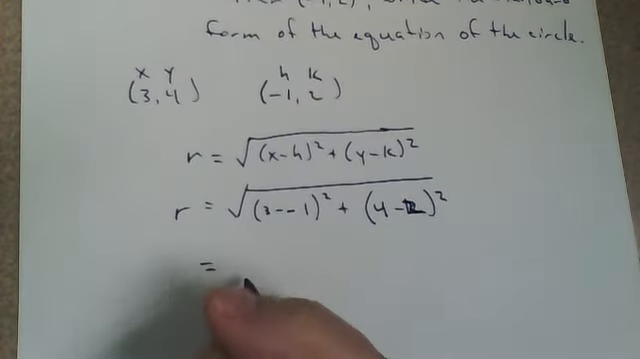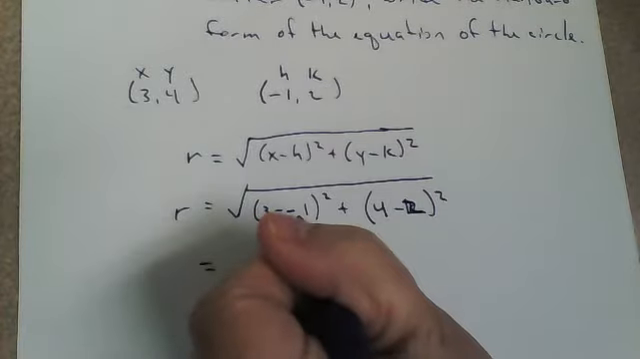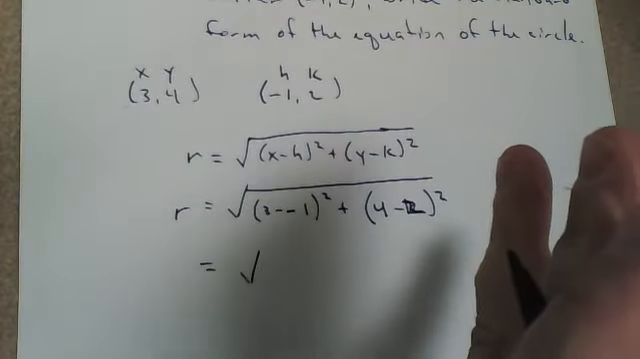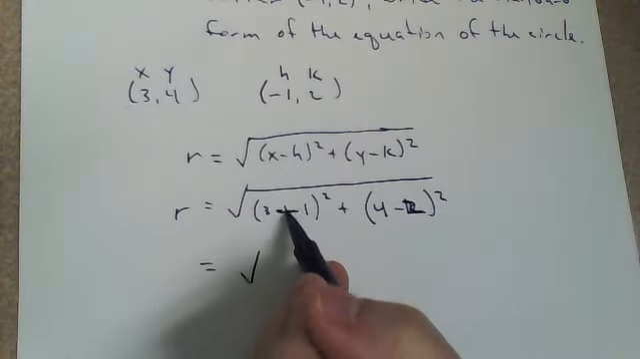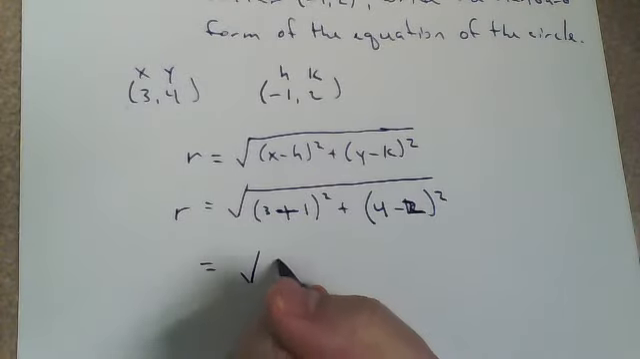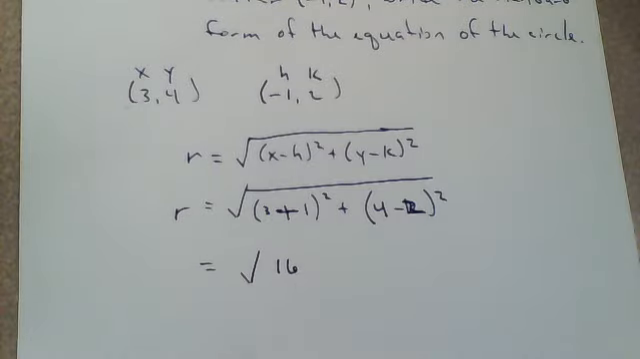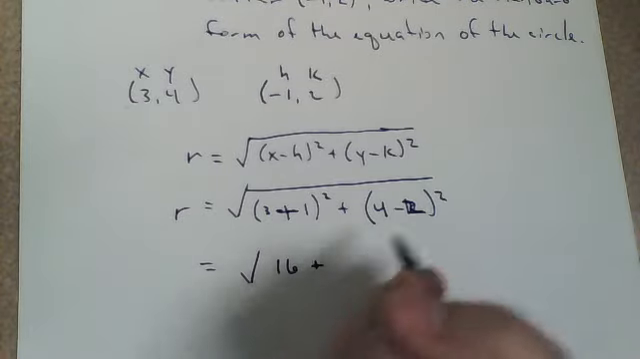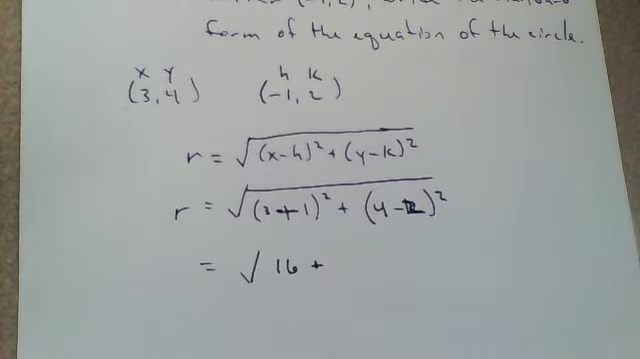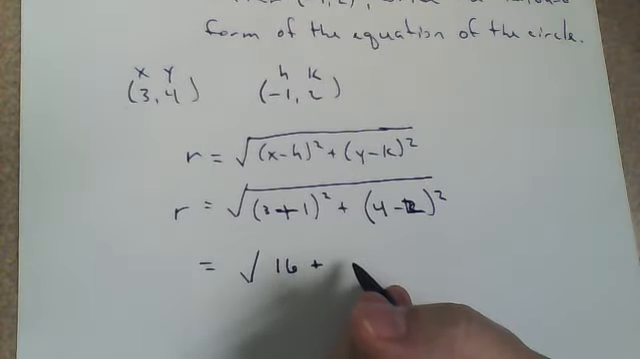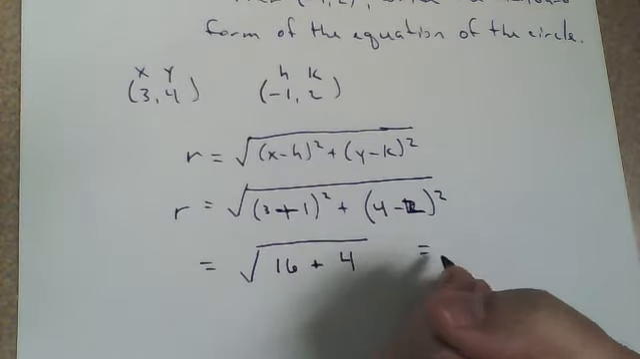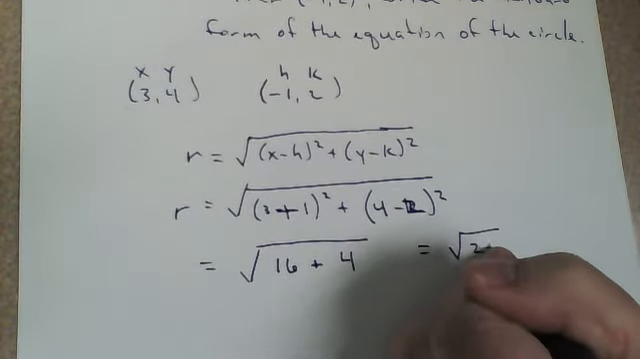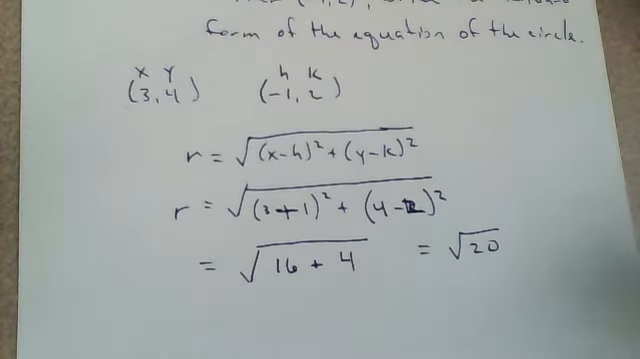So again, 3 minus negative 1 is the same as saying 3 plus 1. 3 plus 1 is 4, right? And when I square that, I get 16. Then I've got plus 4 minus 2. 4 minus 2 is 2. When I square that, I get 4. So I know that r equals the square root of 20. And I can leave it right now as the square root of 20.